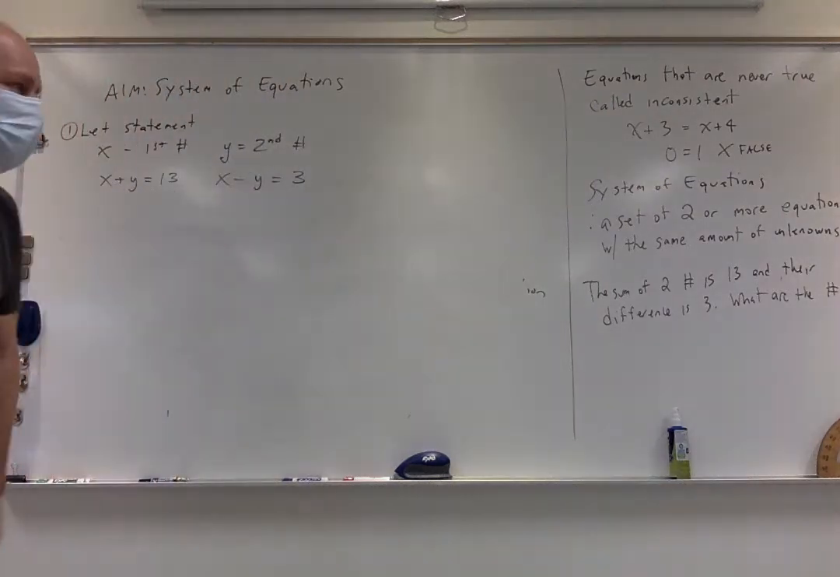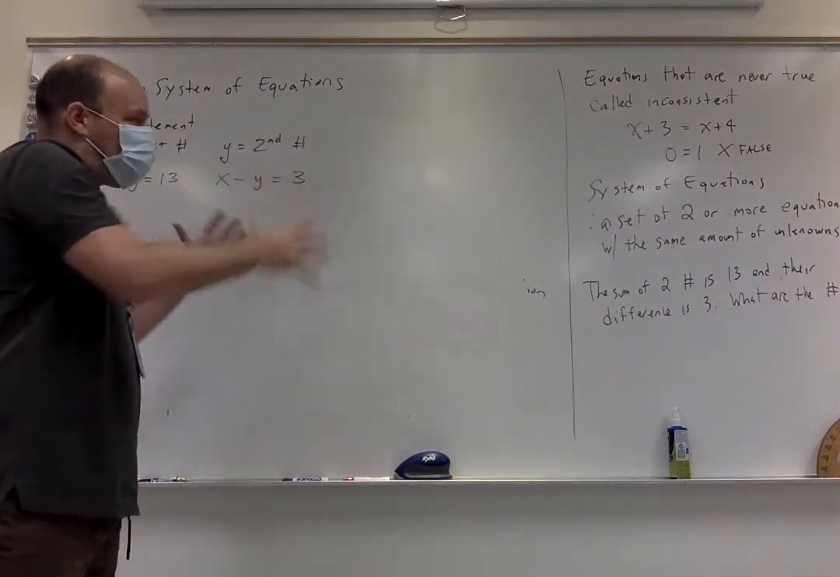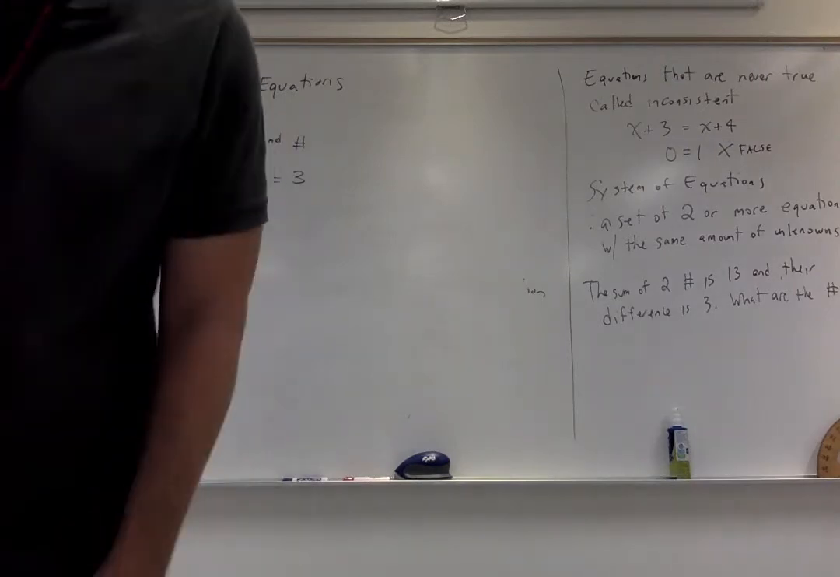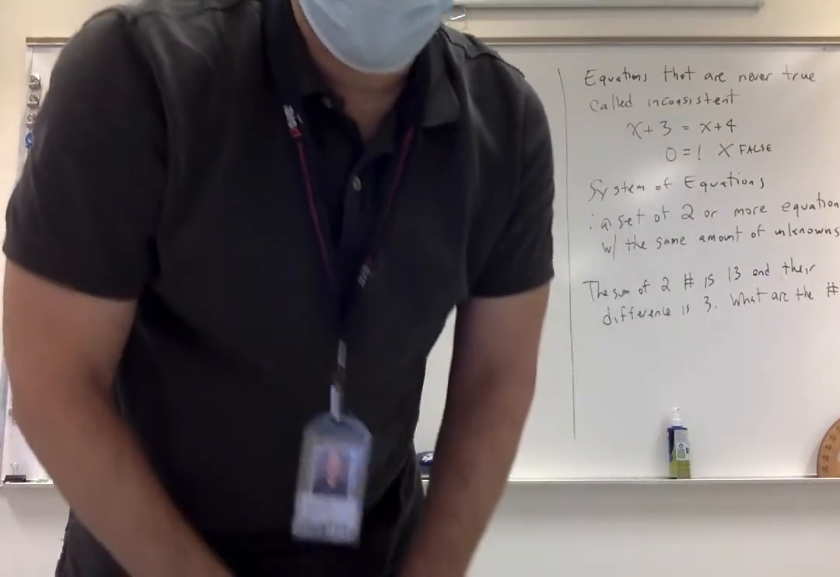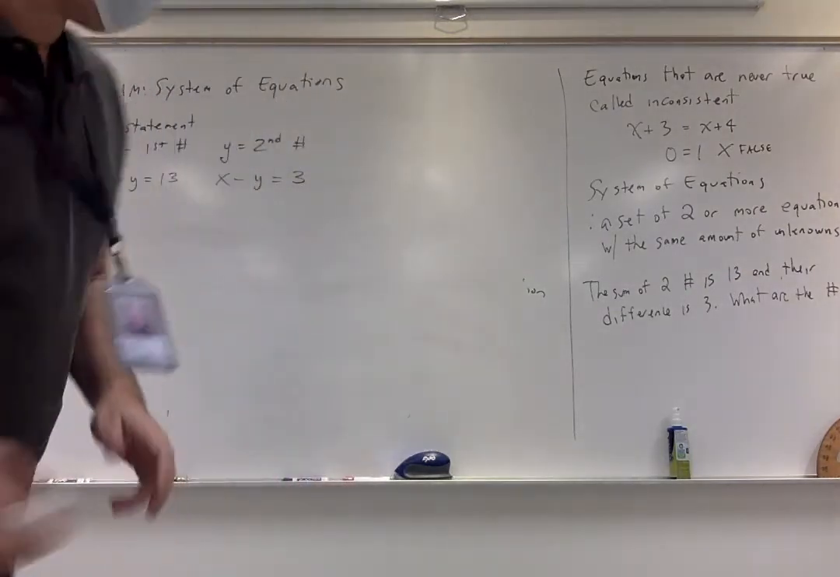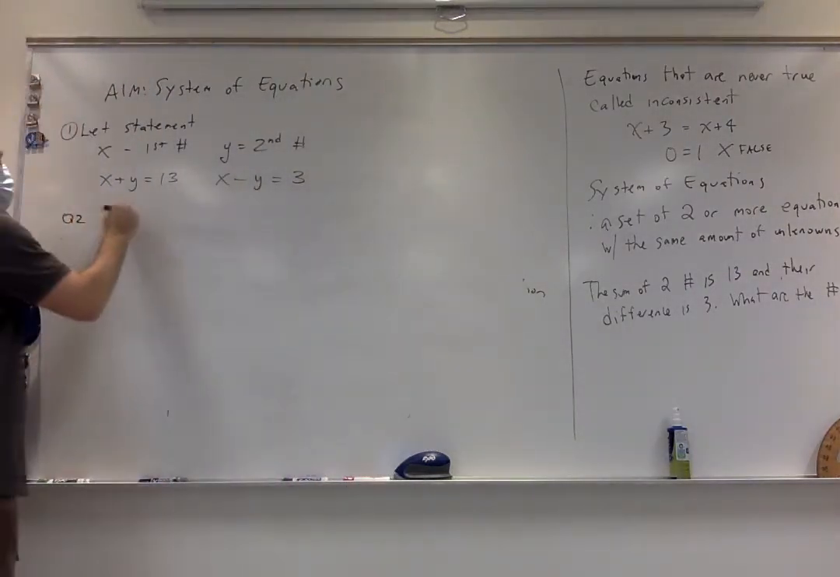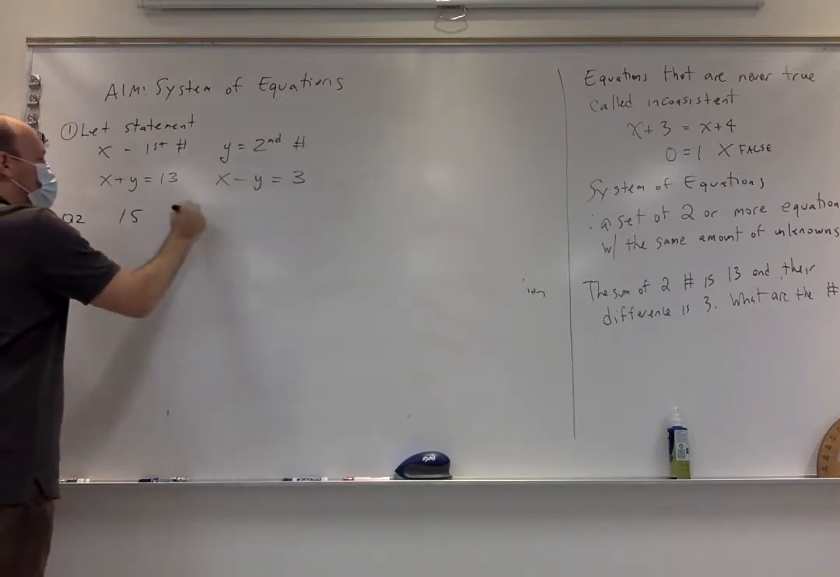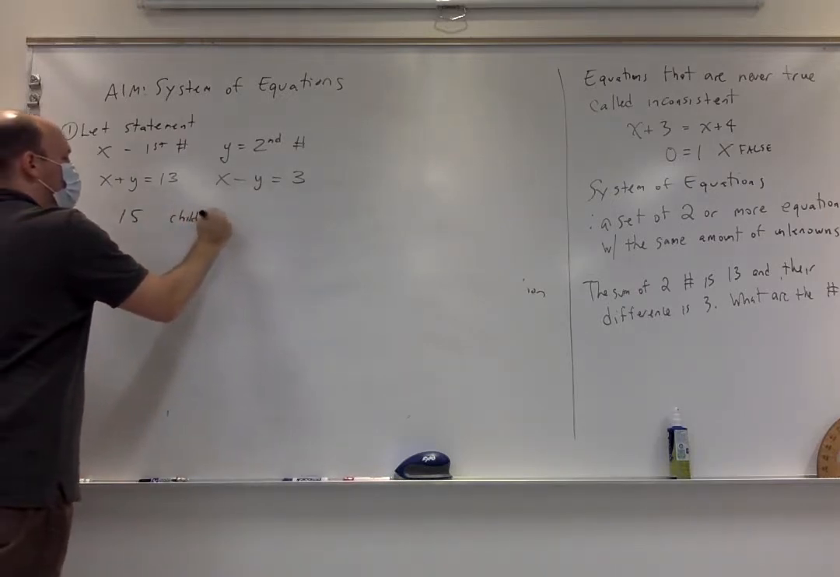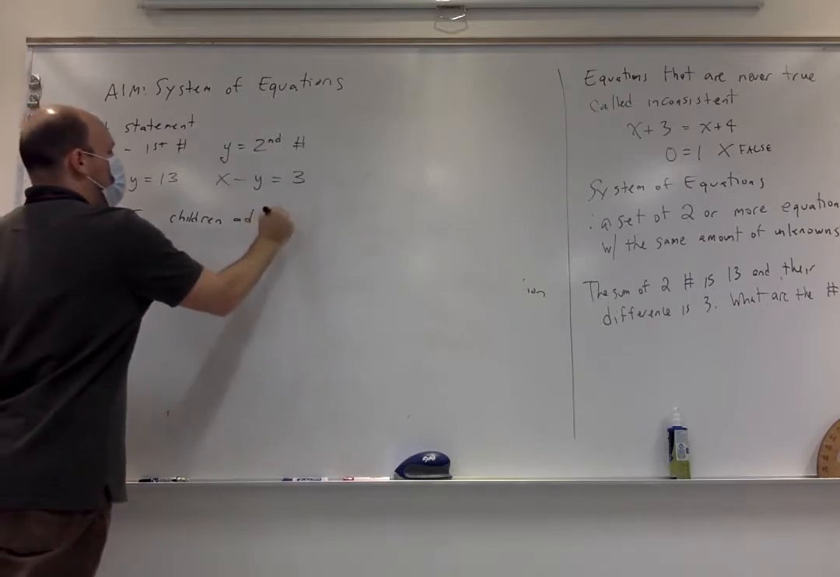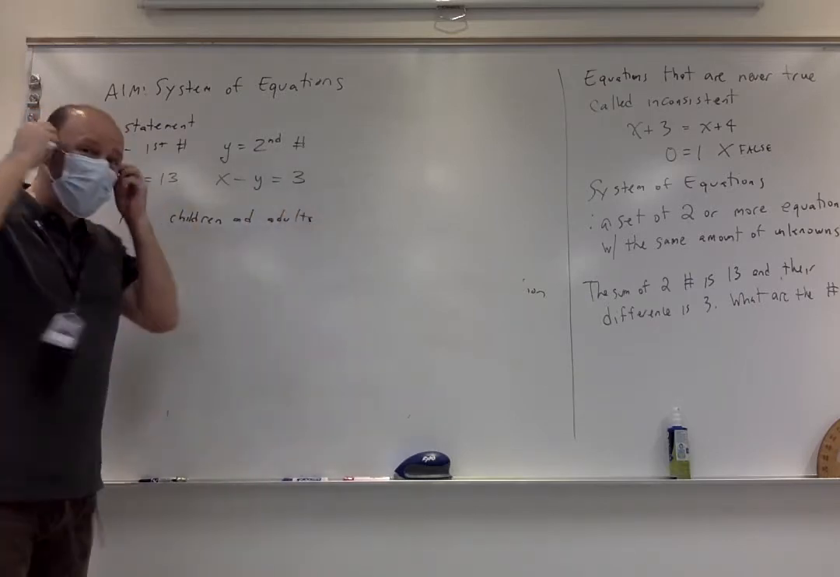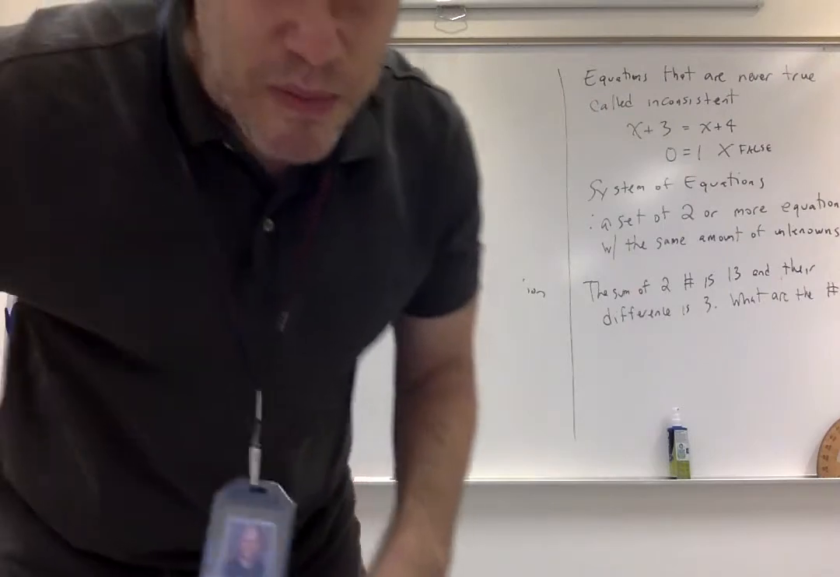Okay, so let's try to get another system here. So let's try another problem. The next problem is, let's say, question two, let's say there's 15 children and adults, and they're going to a show.